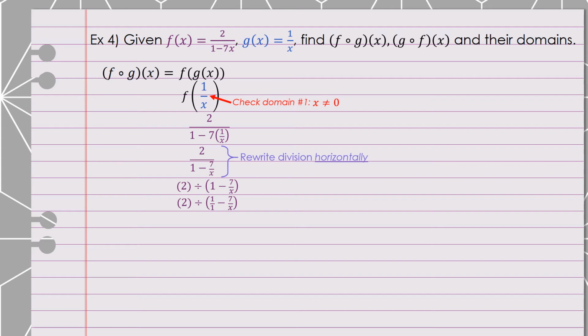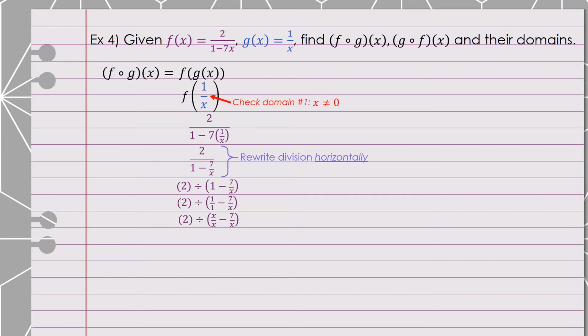Now, I have 1 over 1 minus 7 over x. Because I'm being asked to subtract two fractions, I need a common denominator, and in this case my common denominator would be x. So I would multiply 1 over 1 times x over x. So now my problem reads 2 divided by x over x minus 7 over x.